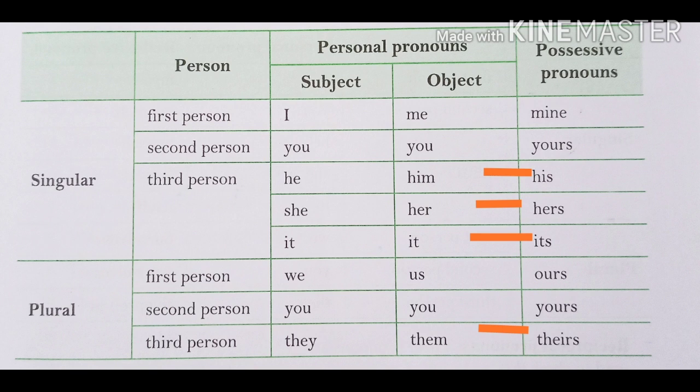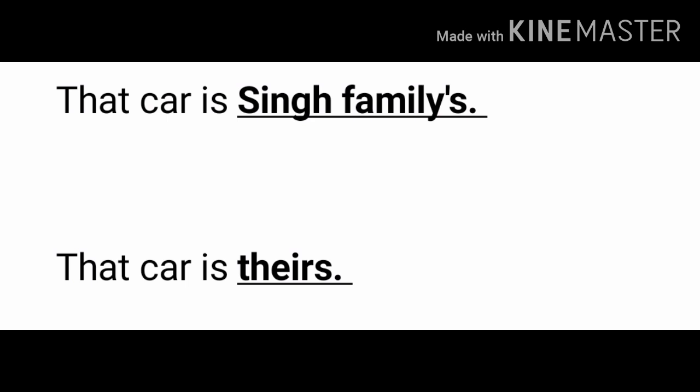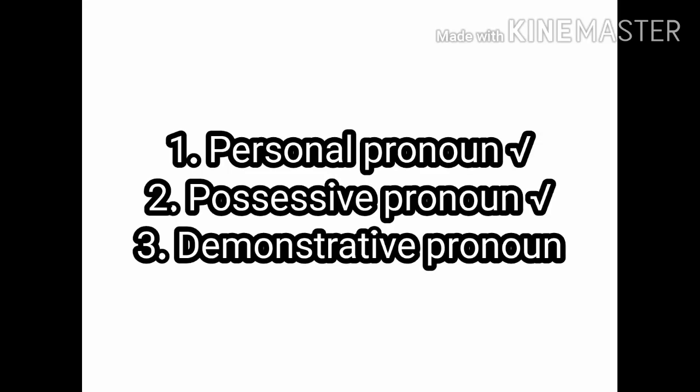Right? We have seen the examples in the story. Here is another example. That car is Singh family's. Now Singh family is plural, right? So the pronoun that would be used here is them. But the possessive pronoun that would be used here would be theirs. So them would become theirs. That car is theirs. The next pronoun is demonstrative pronoun.